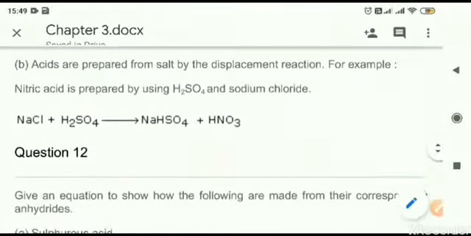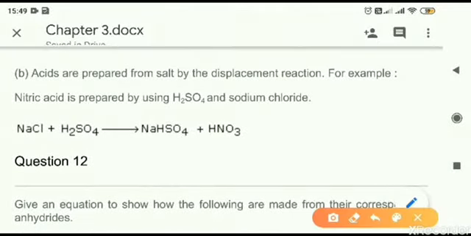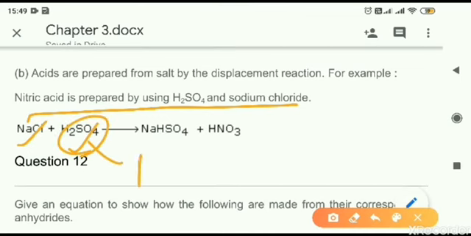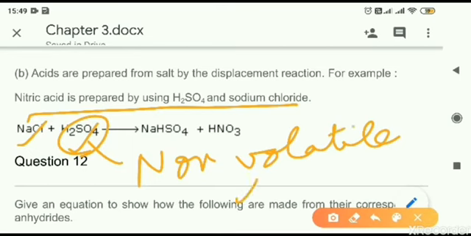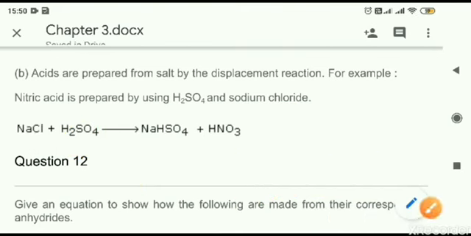So here in the equation you can see, nitric acid can be prepared by using H2SO4 and NaCl, that is a salt. So the salt is NaCl, and we are using a non-volatile acid, sulfuric acid. This is the only non-volatile acid that you have to learn, regarding our syllabus. There are many non-volatile acids, but in our syllabus only this one is essential. So another salt is prepared, NaHSO4, and HNO3 is the acid that we are getting, that is the product.